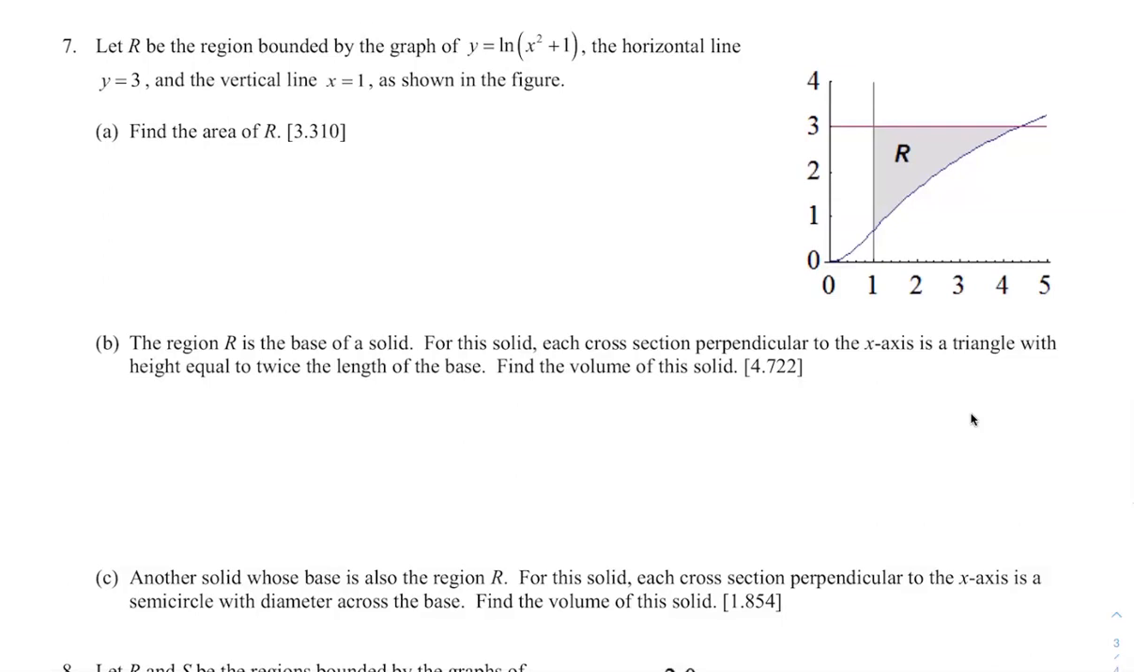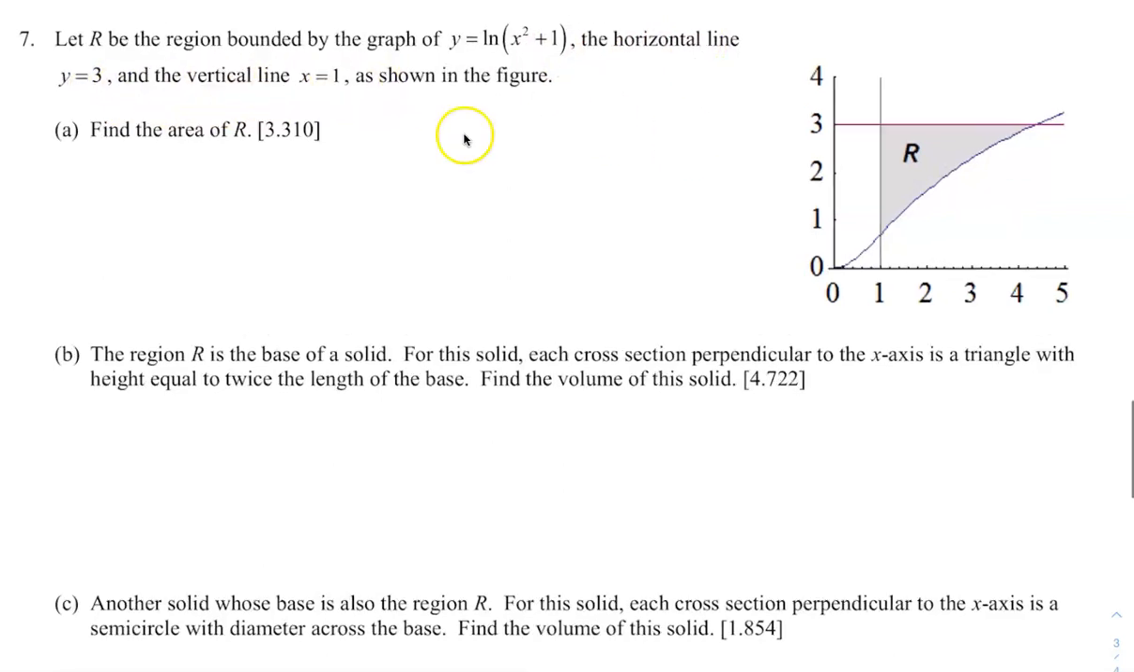Let R be the region bounded by the graph y equals natural log of x squared plus 1, the horizontal line y equals 3, and the vertical line x equals 1. Now again, we're doing area, so I could go vertically, top minus bottom, or I could go right minus left if you want to go horizontally. In this case, both ways are going to be totally fine, give me the right answer. I think most people prefer, as I do, to go vertically, so I'm going to go top minus bottom.